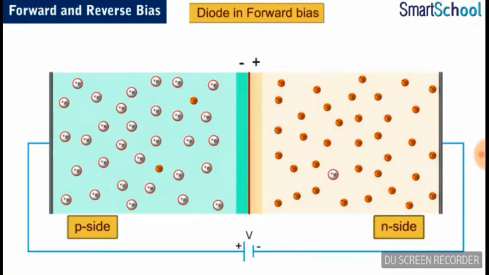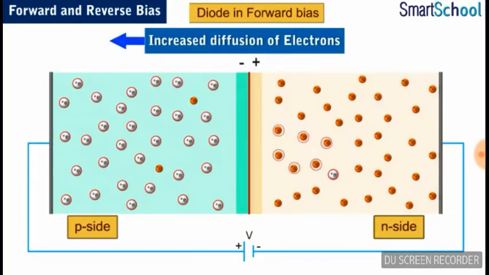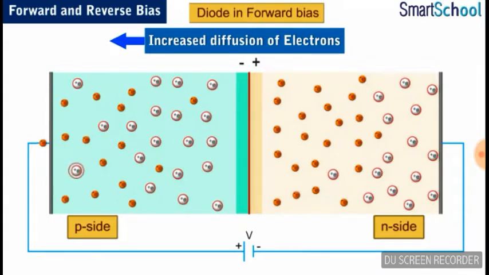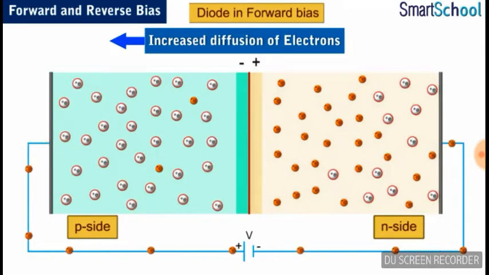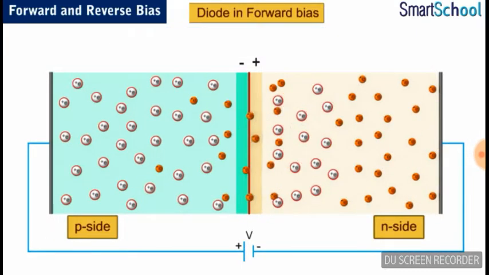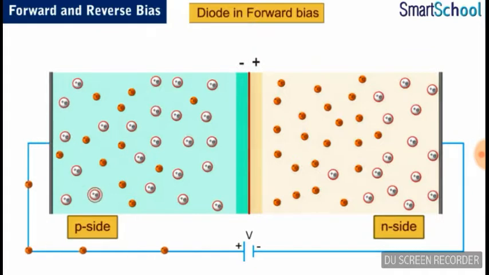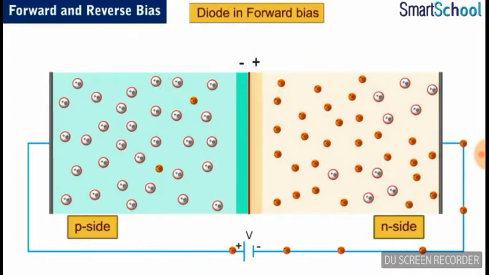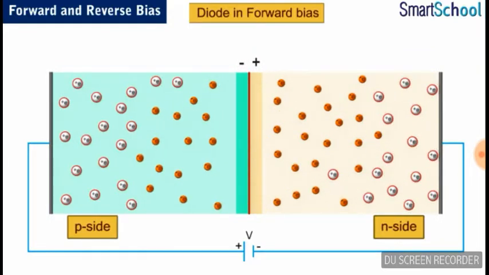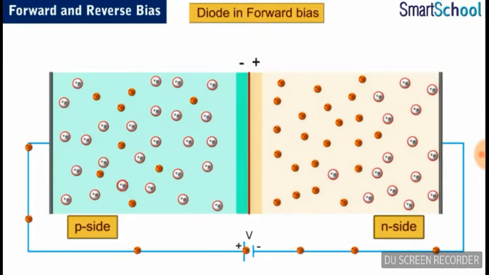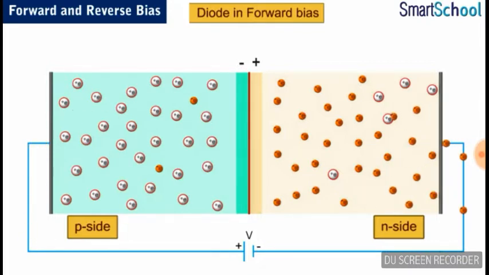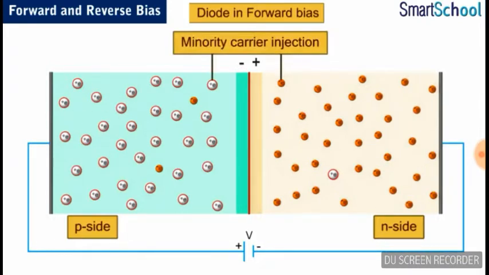The lowering of the barrier potential and the decrease in the width of the depletion region leads to an increase in the diffusion of electrons from the n side to the p side. Simultaneously, the diffusion of holes from the p side to the n side across the p-n junction also increases. Since holes and electrons are the minority charge carriers in the n region and the p region respectively, this increased diffusion of the charged carriers in a forward biased diode is also called the minority carrier injection.